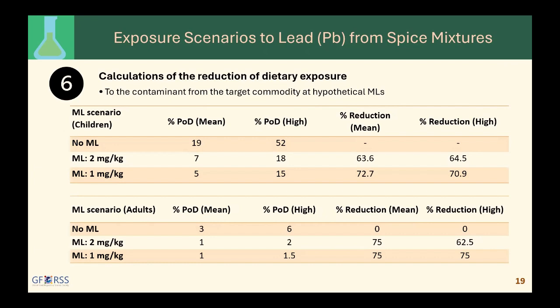Okay, and we have the values for children, adults, average consumer, high consumer. We have all the scenarios. Every time you apply a lower ML, I'm improving the protection of my consumer, but I'm increasing the rejection rate of my commodities.